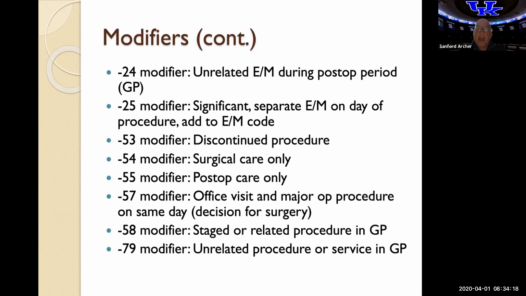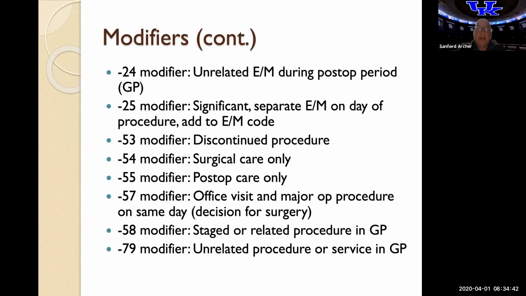The 58 modifier is when you're doing staged procedures within a global period, so perhaps that would include a forehead flap where you're going to be bringing them back for multiple revisions, often within that 90-day period. And so on your second surgical procedure, you would add the 58 modifier, and the third procedure, the 58 modifier, if it was within the 90-day global period.